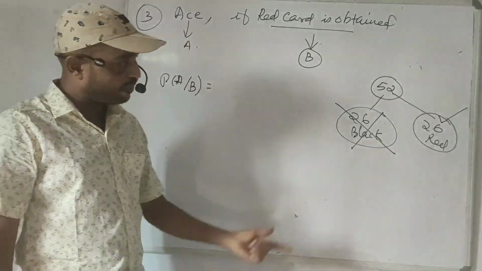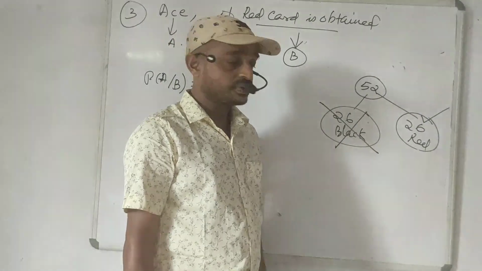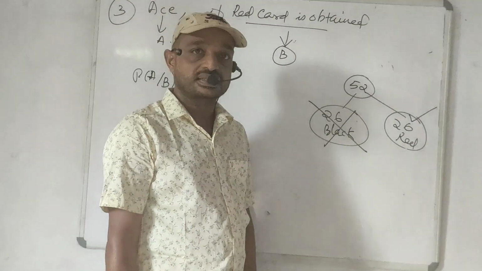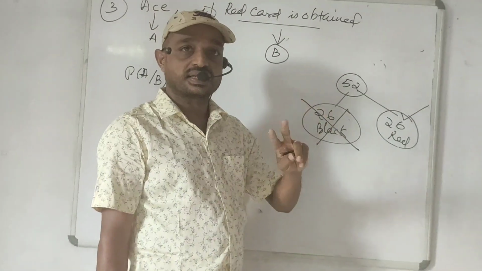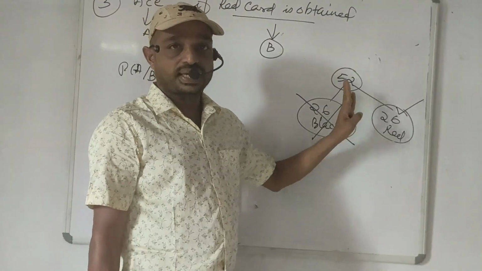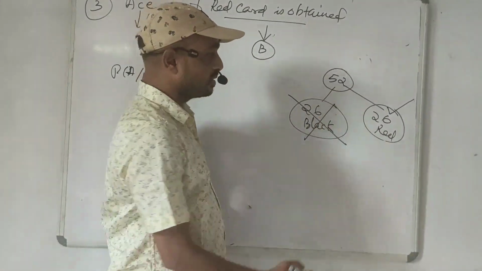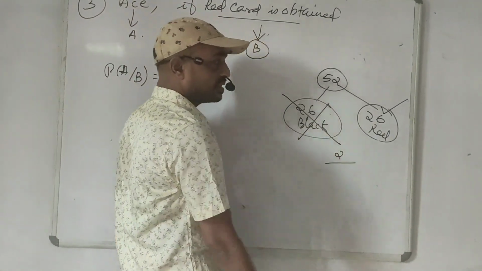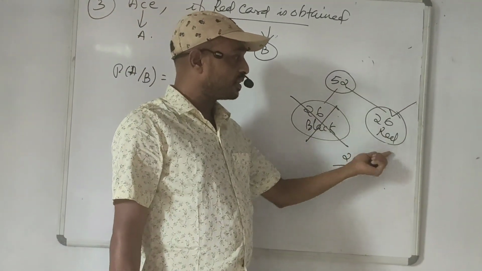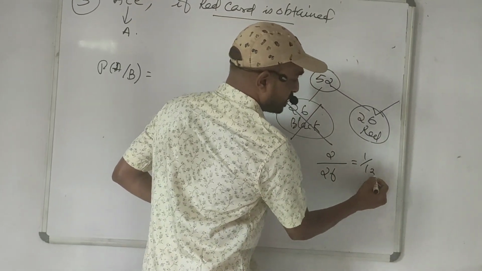So from these 26 red cards, what is the probability of obtaining an ace? See, in these 26 red cards, how many ace cards are there? In 26 red cards, 2 ace cards are there. What are the 2 ace cards? Diamond ace and heart ace. So 2 divided by what is the total number of cards? Total number of cards is not 52 here. Total number of cards is 26. So the required probability will be 2 by 26, that is 1 by 13.